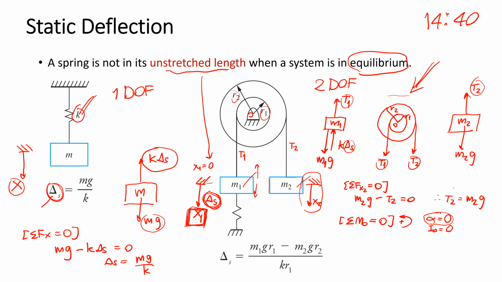So maybe the pulley may have a moment of inertia, but in static, alpha is 0. So the summation of moment is equal to 0. And I define counterclockwise as the positive direction. So T1 multiplied by the radius R1, subtract T2 multiplied by the radius R2, equals 0.